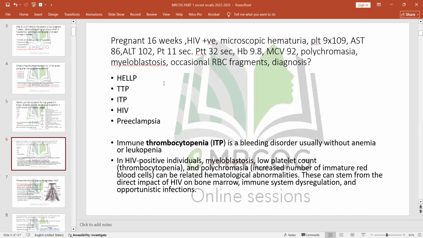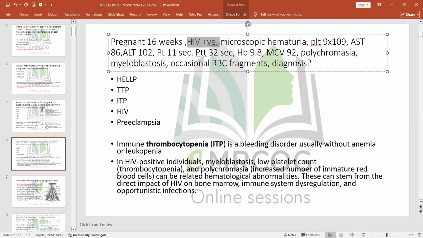Okay, this one is a really good one also. This pregnant patient, 16 weeks, she's HIV positive, and this is a very important piece of information because without it, I would have a totally different diagnosis. She's having microscopic hematuria. Okay, this is evidence of bleeding. The platelets are 9 million. The AST and ALT are slightly raised. The PT and PTT are, of course, somehow prolonged. The hemoglobin shows anemia.